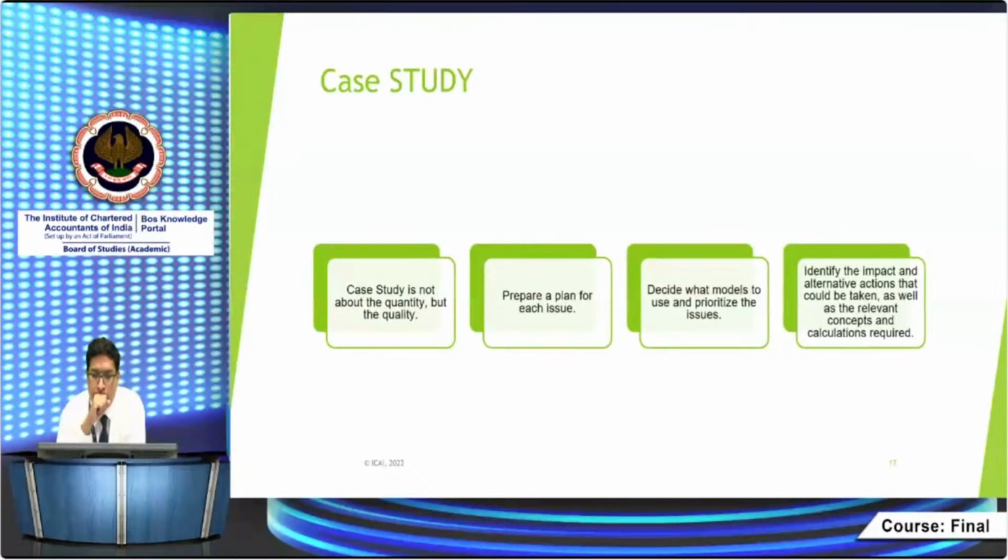Next is identify the impact and alternative actions that could be taken as well as relevant concepts and calculation required. Again, this is very, very important to identify which models we have to use here. Sometimes there may be confusion in non-financial performance measurement models like Fitzgerald Moon, Balanced Scorecard, Performance Prism.